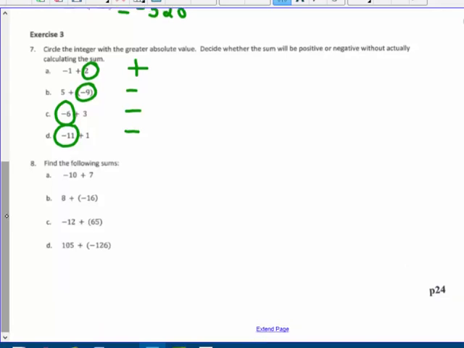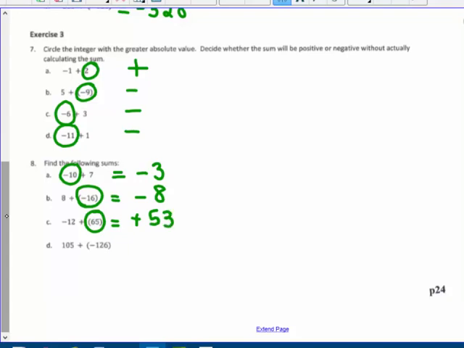Find the following sums. So negative 10 plus 7. They have different signs. If I go 10 to the left and then 7 to the right, this is a larger absolute value, so I know my answer is going to be negative, and yes, it's going to be 3. Larger absolute value here is negative 16, so my sum is going to be negative, and it's negative 8. My sum is going to be positive in the C example because positive 65 has a larger absolute value, and the answer is going to be 53.